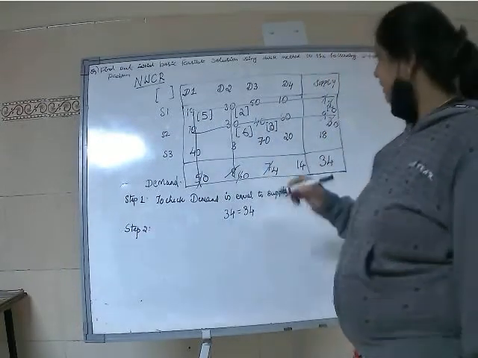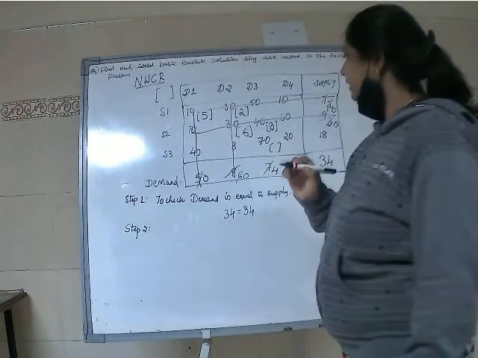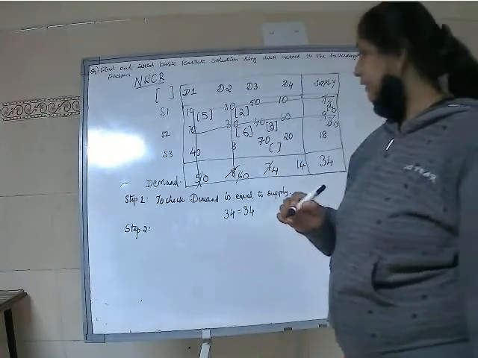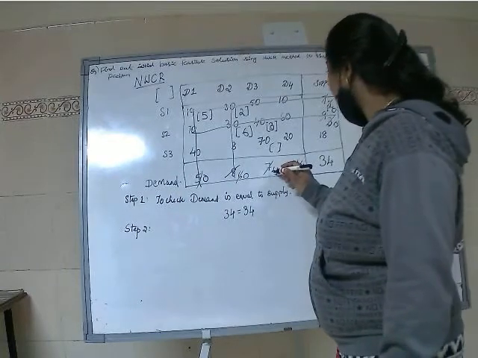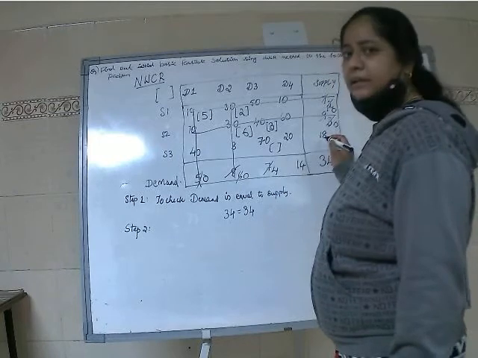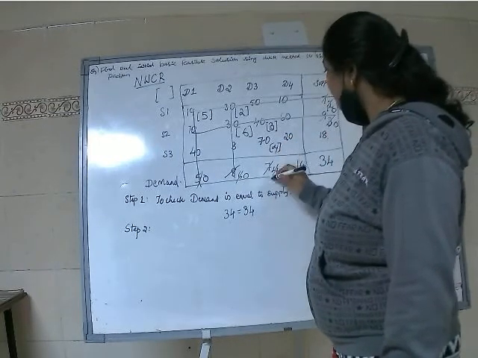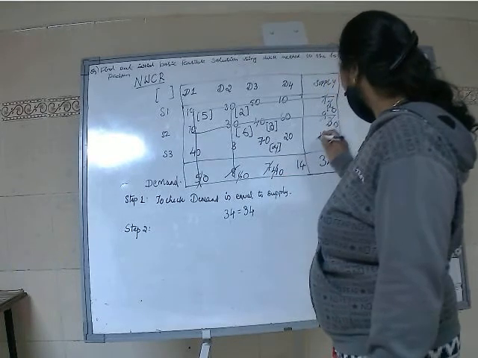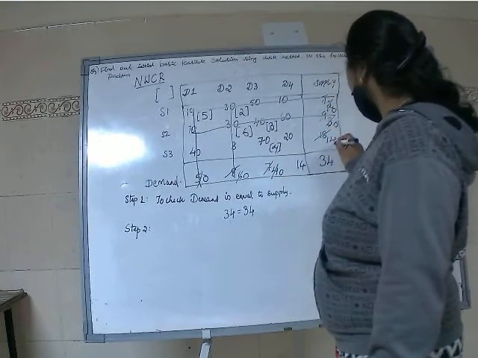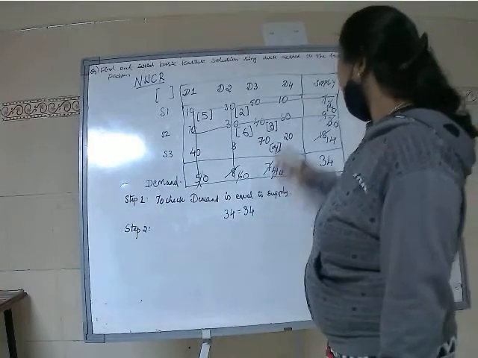Okay, then the next value left is 70. I put the allocation there. Then you have to check demand and supply. It is 4 and 18, so I write the minimum value as 4. This becomes 0, and 18 minus 4 is 14. So here this becomes 0.